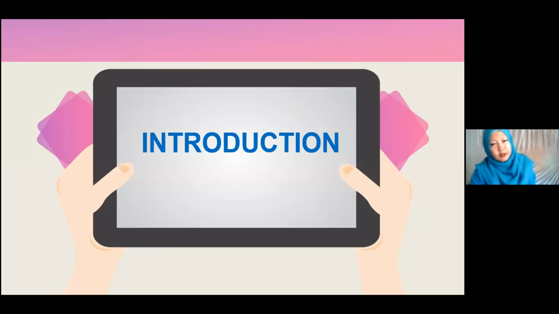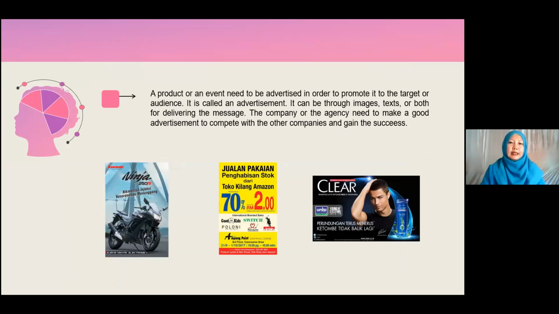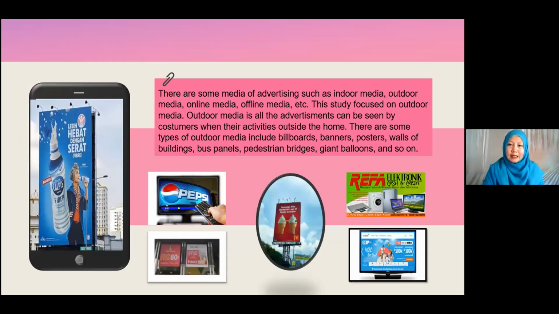It's about the introduction. The first is a product or an event needs to be advertised in order to promote it to the target or the audience. It is called an advertisement. It can be through images, text, or a compound of both of them for delivering the message. The company or the agency should be creative to make a good advertisement to compete with other companies and gain success. Next, there are some media of advertising, such as indoor media, outdoor media, online media, offline media, and etc. Our paper focuses on outdoor media.